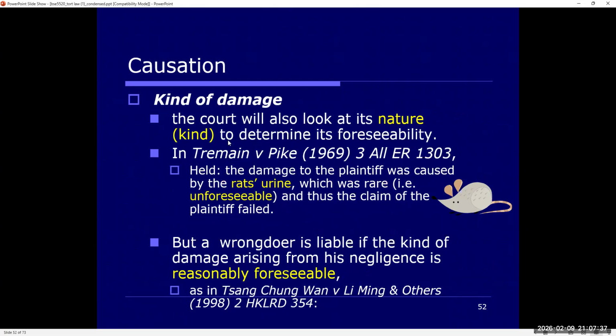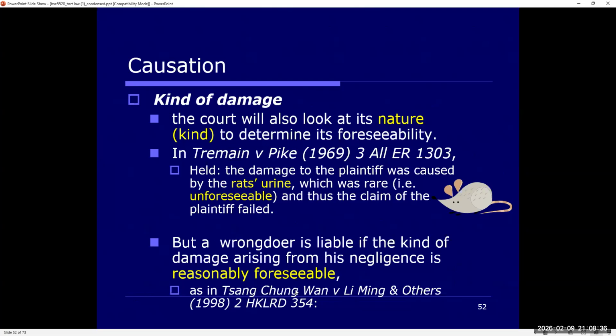And the court will also look at the nature, the kind of damage, to determine whether it is foreseeable or not foreseeable. So the precedent was Tremain, 1969. In that case, the damage to the plaintiff was caused by the rats' urine. You know, rats are already very small. Urine from the rats was unforeseeable in causing that damage. Okay, but if you are interested, you can read the whole story of this precedent. But in short, the court will look at the nature, the kind of damage to see whether it is foreseeable or not. A wrongdoer is liable if the kind of damage is reasonably foreseeable.